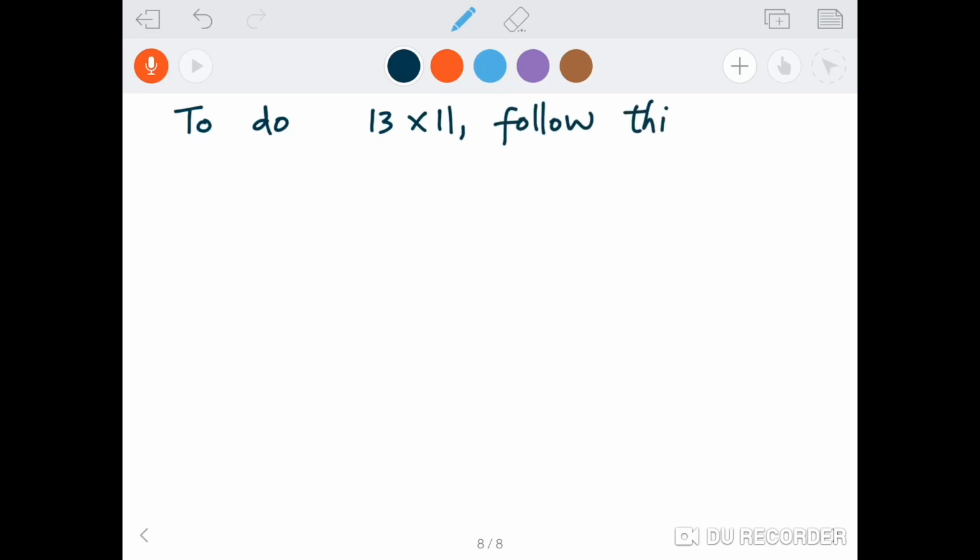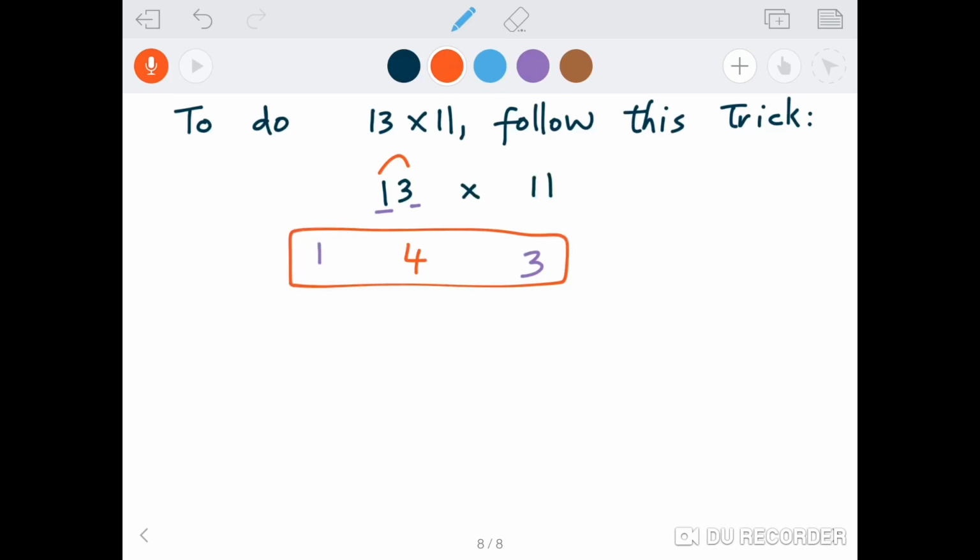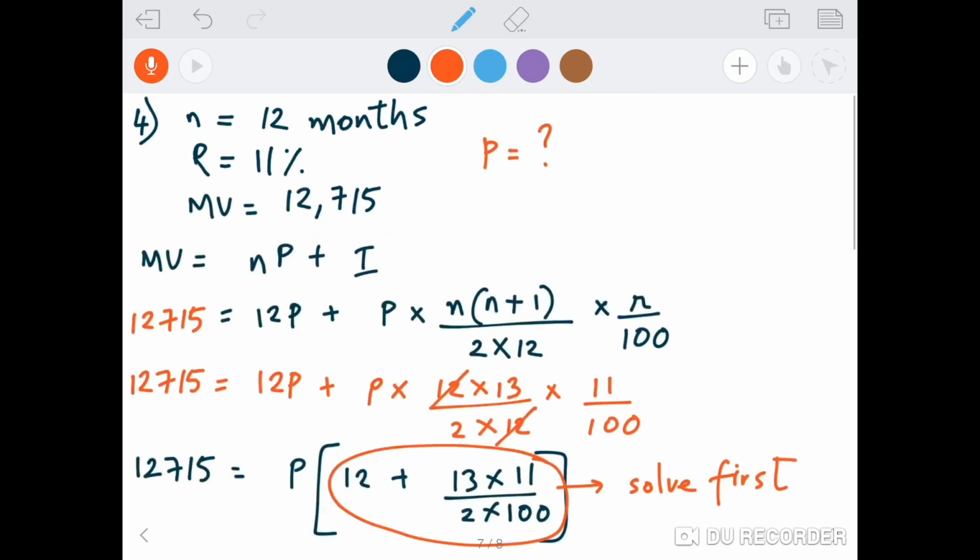Okay. So the first thing that you're going to do is write both the numbers. Write 13 and write 11. Then you write the first number, which is 1, and the last number, which is 3. Add both the numbers, which is going to give you 4, and 143 is going to be 13 times 11. It's as simple as that.